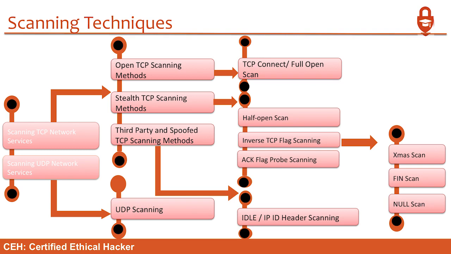So with stealth TCP scanning methods, we have half open scan, inverse TCP flag scanning, ACK flag probe scanning, and then we have Christmas, FIN, and null. So what is a Christmas scan? The Christmas scan is when you have the FIN, the URG, and the PSH flags set for the test. The FIN, the URG, and the PSH. You'll have those flags set, and the idea is you light it up like a Christmas tree.